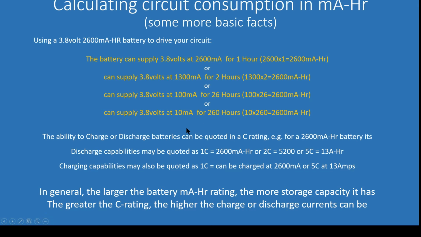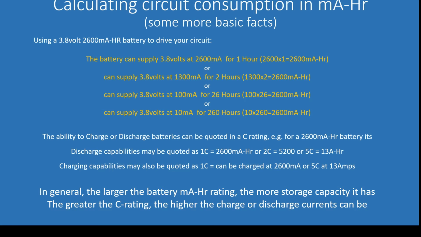Batteries are also quoted in their C rating, which is a capacity rating. The C rating of this battery here is 2600 milliampere hour. So 1C is 2600, 2C would be 5200, and 5C would be 13,000 milliampere hour, or 13 ampere hour. Charging capacities are also often quoted in C ratings.